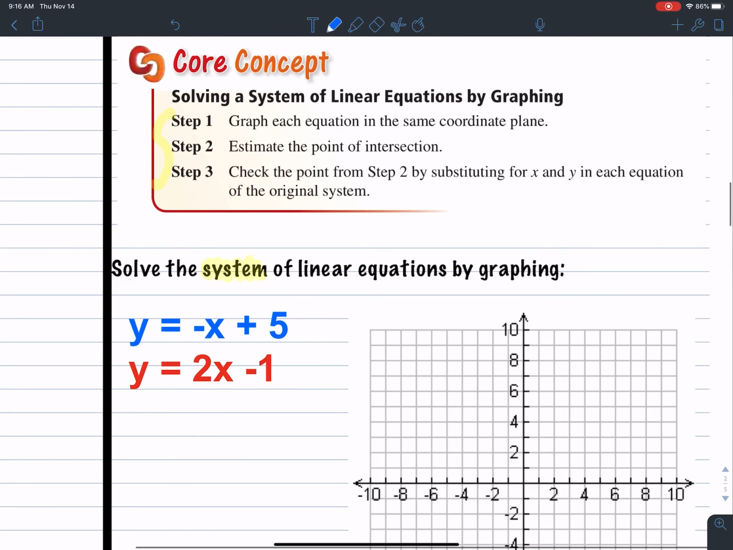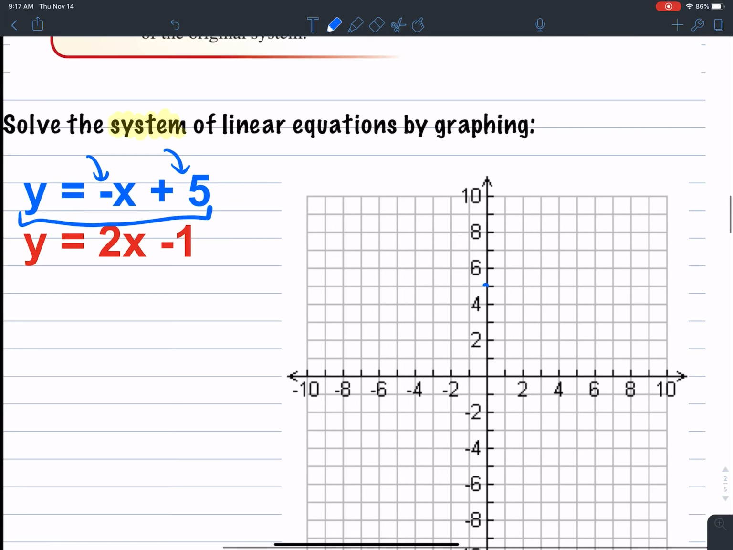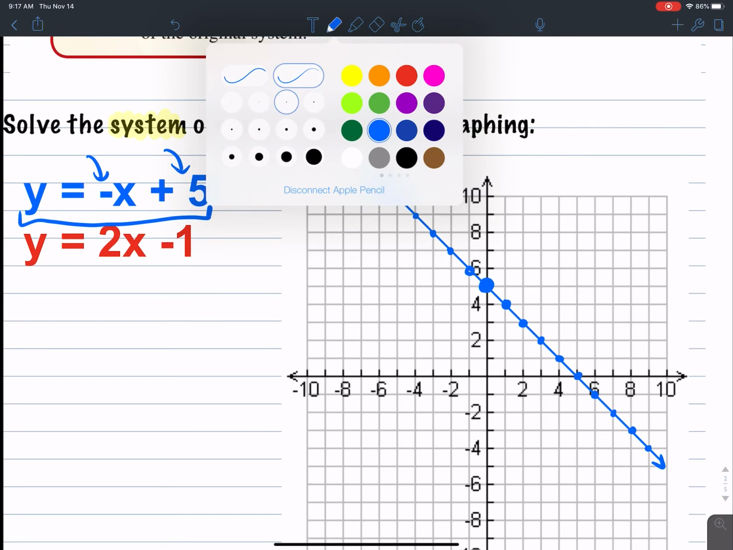So the first one's in slope-intercept form. Its y-intercept is 5, and its slope is negative 1. So we'll start at the y-intercept of 5, and we'll go down 1 over 1. So we'll create this line. Now we're going to plot as many points as necessary, or I should say as possible, so we can have the best line. And then we will connect them to make our line. So that's step 1, graph the first one.